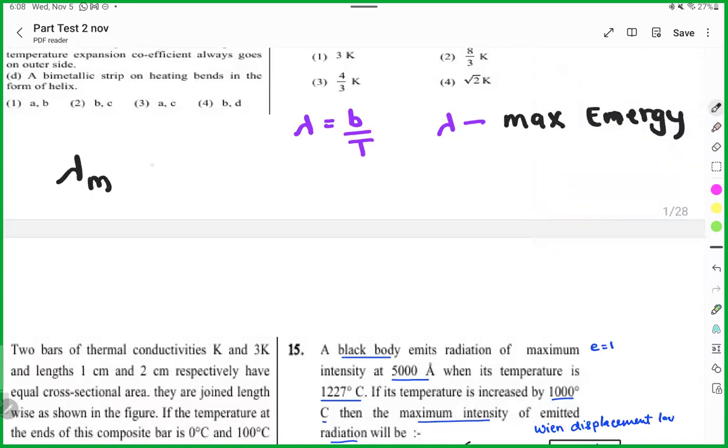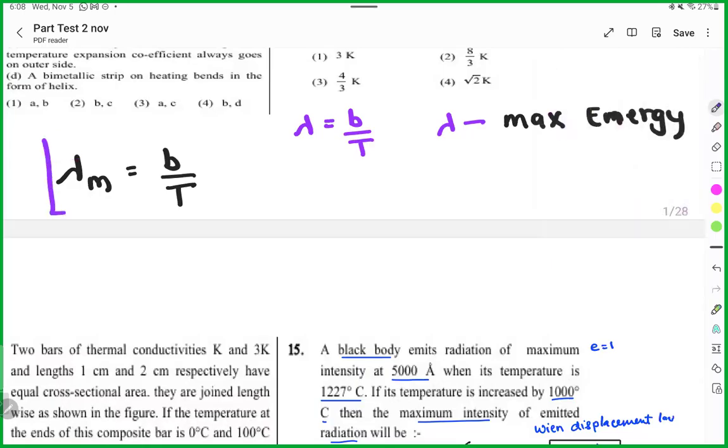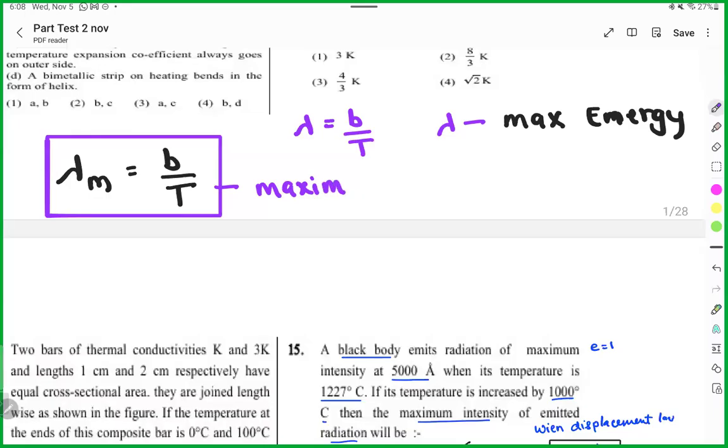you write like this, lambda m is equal to b by T, this is the formula. And what is the meaning of lambda m? Here you will get the maximum value. What is the emission of radiation when it is maximized? So here you will always get maximum energy, maximum emission. This is what he said.